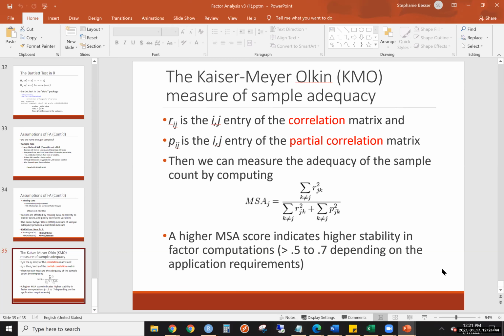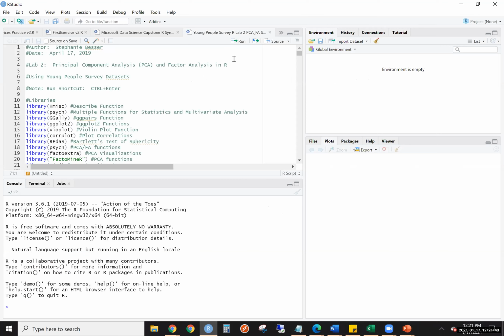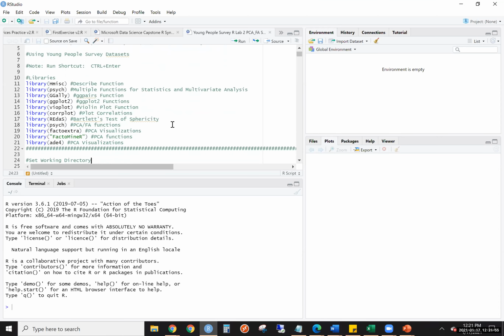So now what I want to do with the time that we have left is go over the R lab for the young people survey to give you an idea of how to go about this. So first of all, we have to install these packages if you haven't already. And remember, Hmisc and psych are good for descriptive functions, but psych is going to be very helpful for all those principal component and factor analysis functions that we use as well.